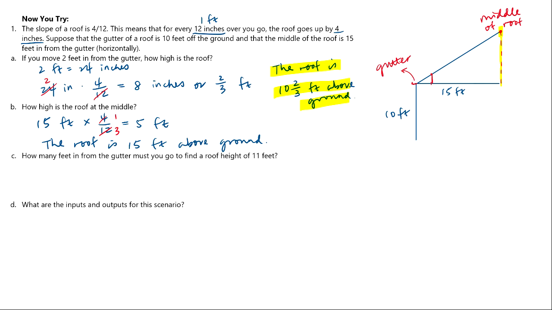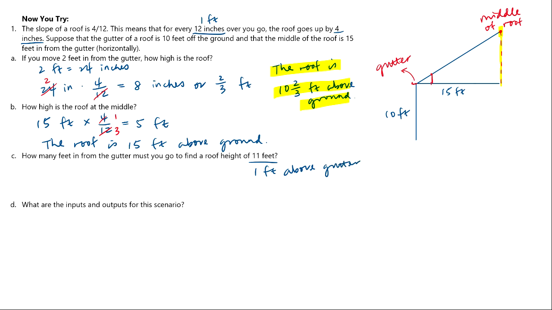Now, in these scenarios, we're just multiplying things out to evaluate and find the result. Essentially, that means we're given the input and we're trying to find the output. For part C, we're going to look at a scenario where we're given the output and trying to find the input. So we want to find how many feet in from the gutter you must go to find a roof height of 11 feet. If the roof height is 11 feet, that translates directly to 1 foot above the gutter over here.